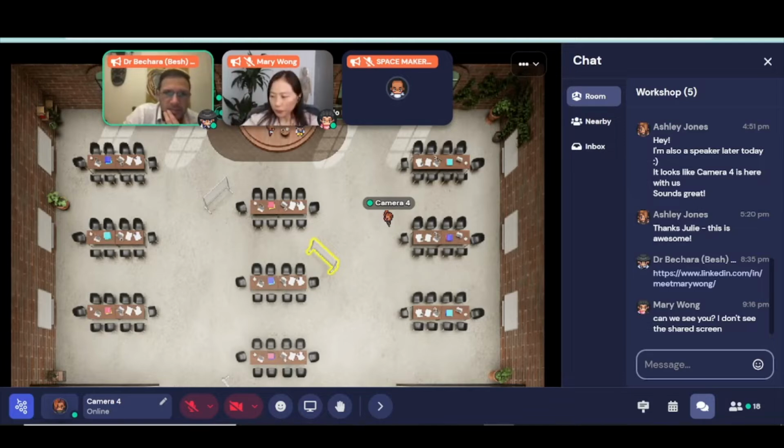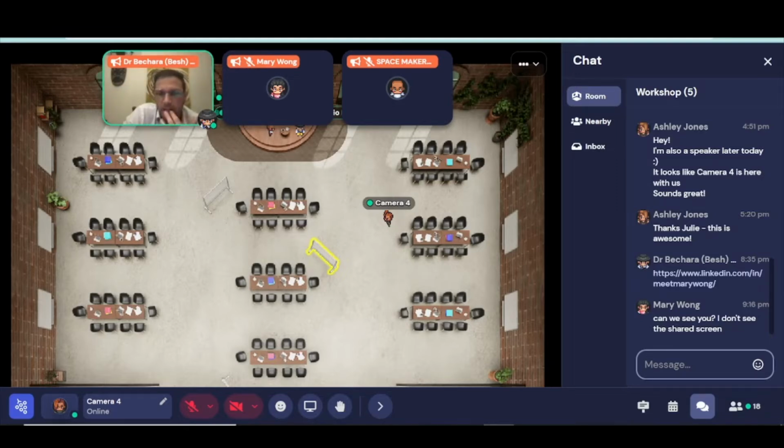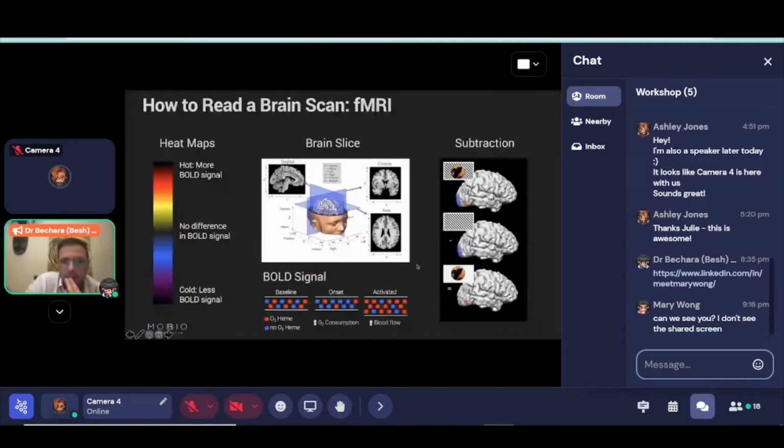We're gonna jump into the neuroscience now. Let me just share my screen again. Over the next few minutes, I want all of this information to make sense to everybody. So we're gonna understand what heat maps are, brain slices, the blood oxygen level dependent signal that's used in fMRI, and what it means to do a subtraction, which is the most common comparison in how you typically view data that arrives from an experiment using fMRI.